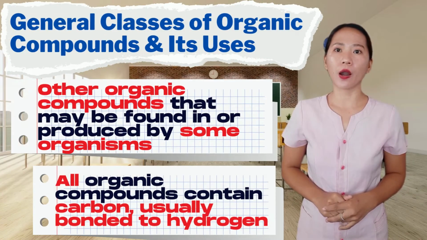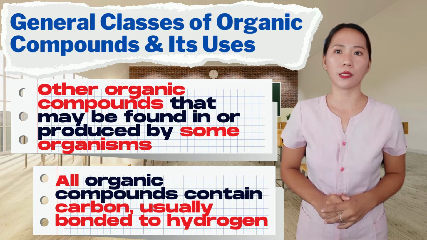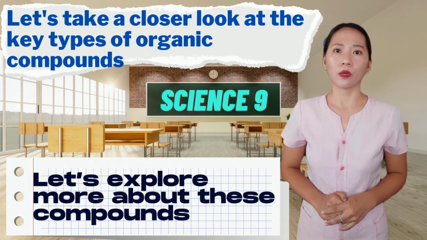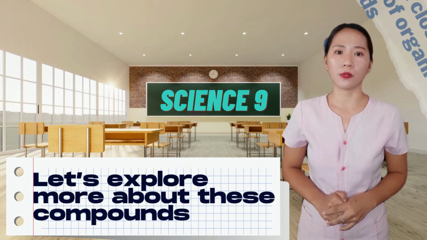In addition, there are other organic compounds that may be found in or produced by some organisms. All organic compounds contain carbon, usually bonded to hydrogen, and other elements may be present as well. Let's take a closer look at the key types of organic compounds and see examples of these important molecules. Let's explore more about these compounds.